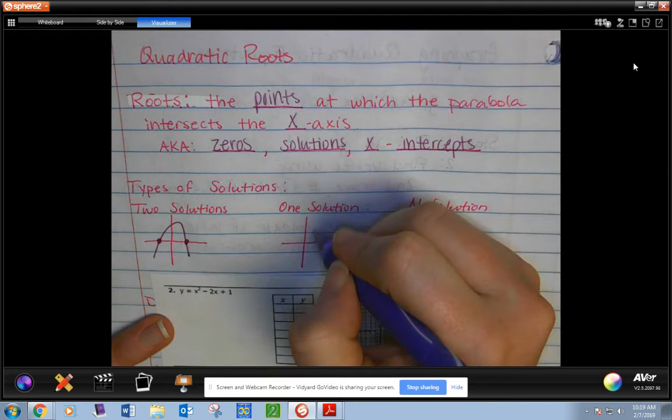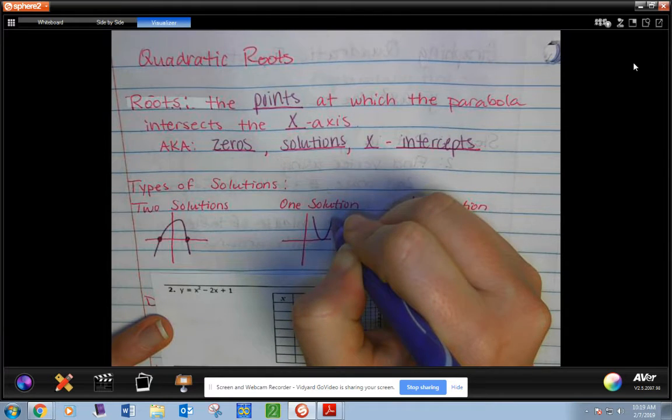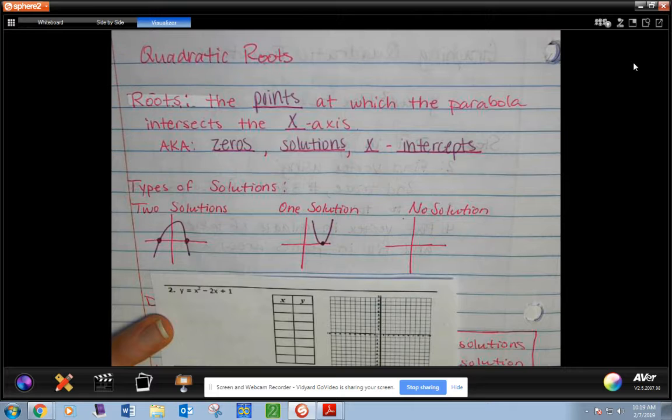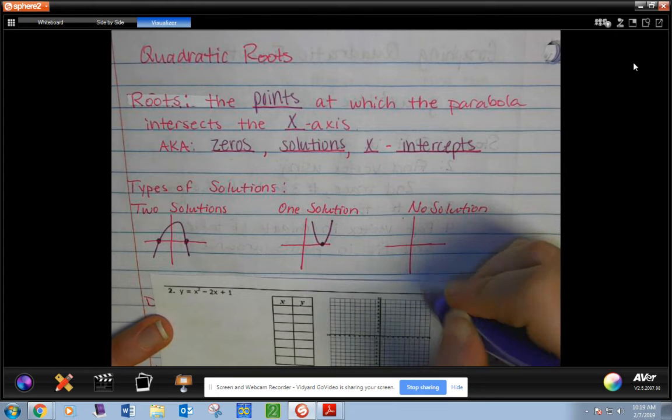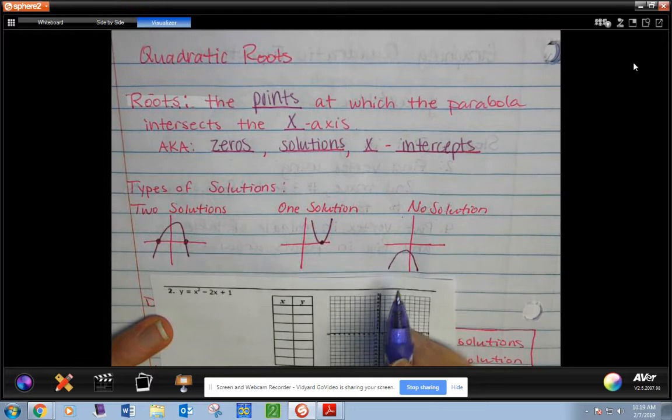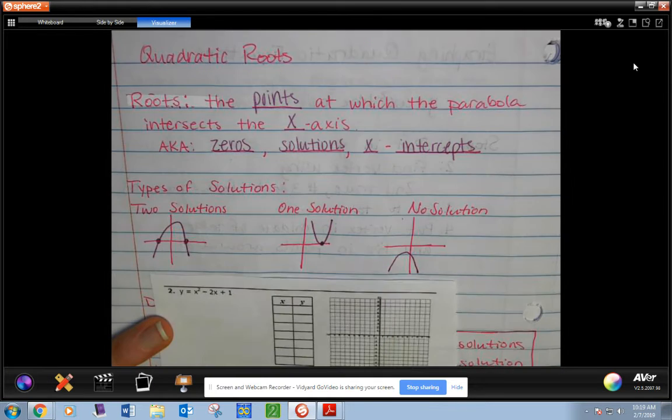Okay, a one solution would be a graph that goes like this, and it only touches the x-axis at the vertex. And then a no solution could be an example like this, where my parabola is facing down, but it's not even touching the x-axis, so there's no roots.